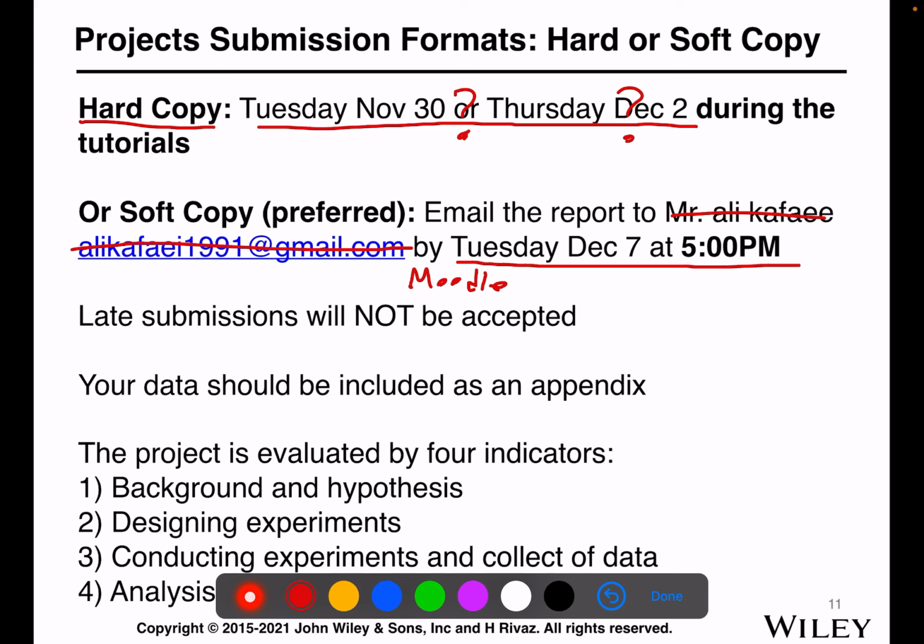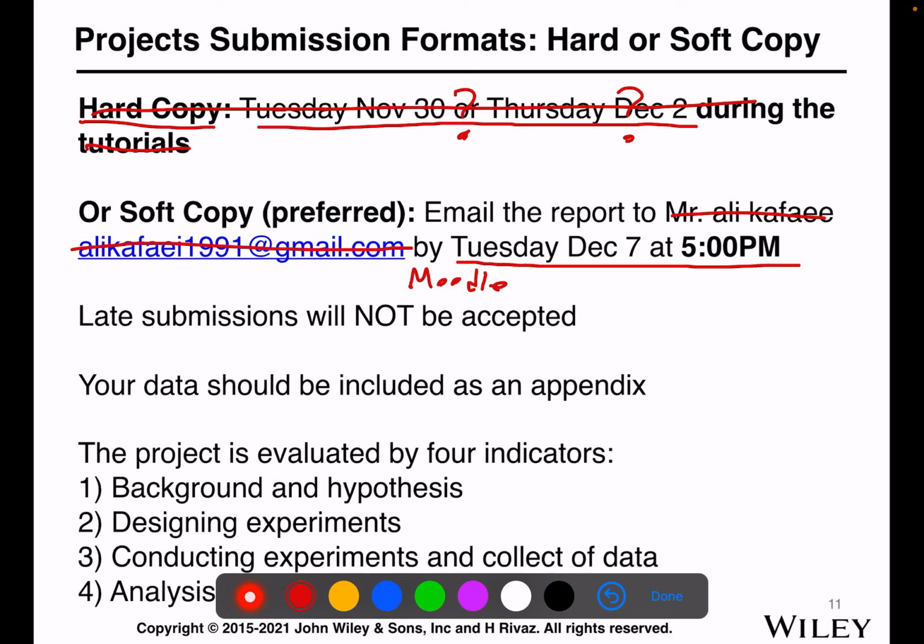Are both the hard and the soft copy mandatory? No, just one of them. Just one. And in fact, I recommend that you don't do hard copy, right? I recommend that you just submit through Moodle. But I will ask the coordinator to find out what is the last day of the tutorial if you want to submit hard copy.